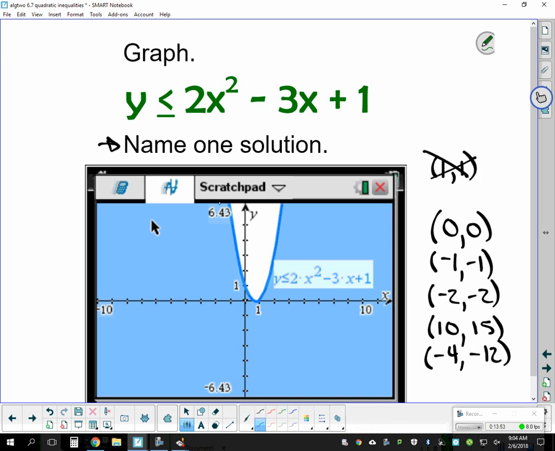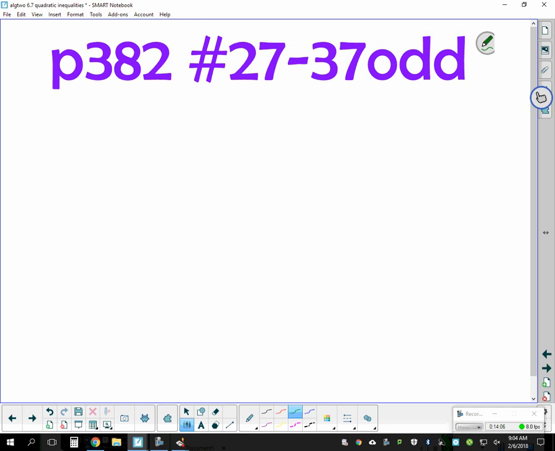No. So literally any point outside here or any point on the parabola would be fine, just none that are inside the parabola in this one. Any questions? All right, there is your assignment.